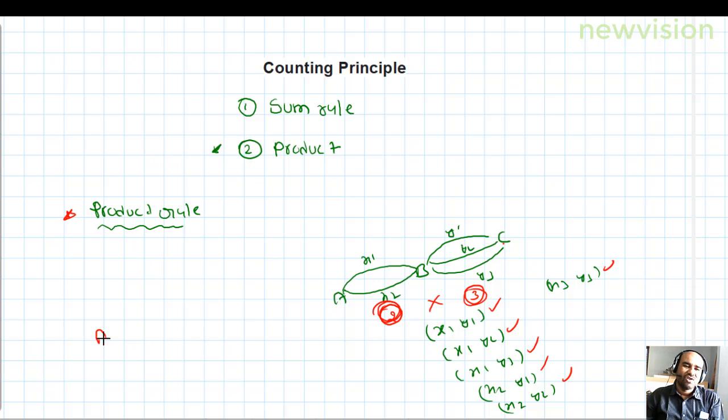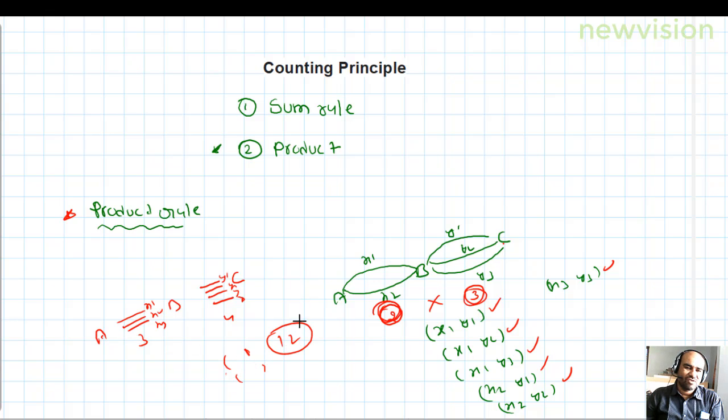Students, listen. A to B, we have 3 ways to travel. B to C, we have 4 ways to travel. Write all. We get 12 ordered pairs. This is X1, X2, X3. Say this is Y1, Y2, Y3, Y4. Write all. We get 12 ordered pairs.